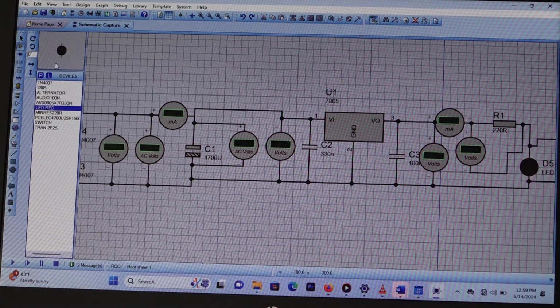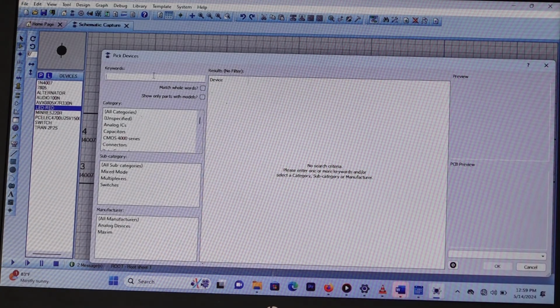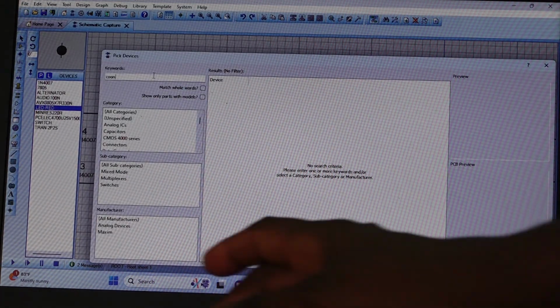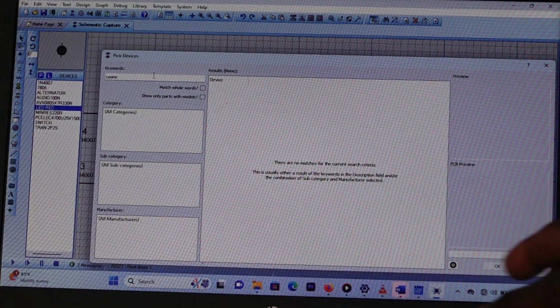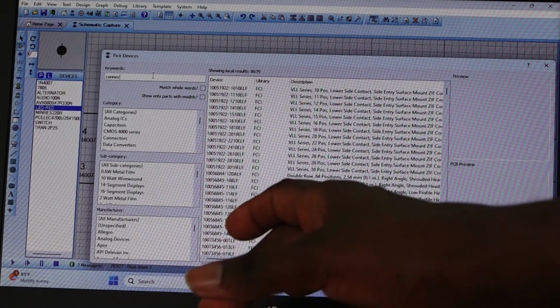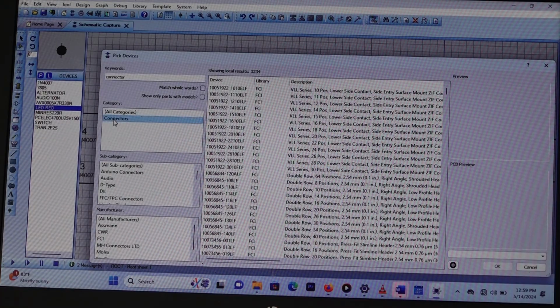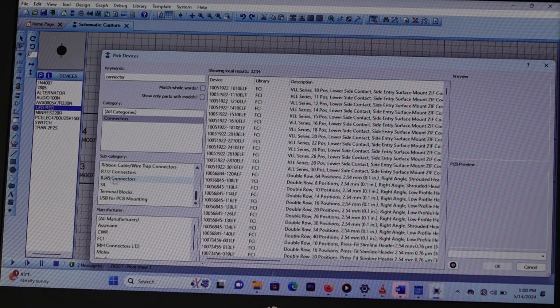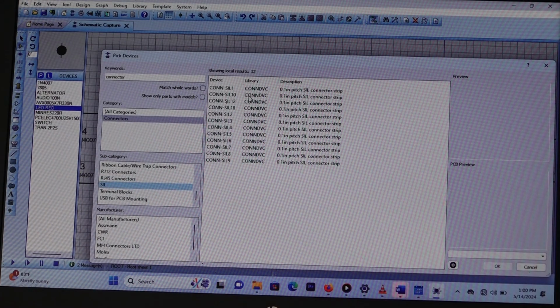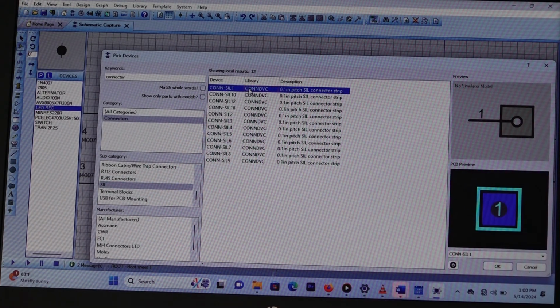So let us come back to the components. Go to the peak watching. Then write connectors. So let me show you the power bank. Write connectors. Then choose connectors in category. In subcategory, choose these connectors. We call them SIL connectors.